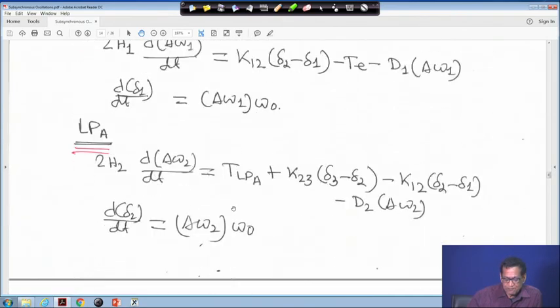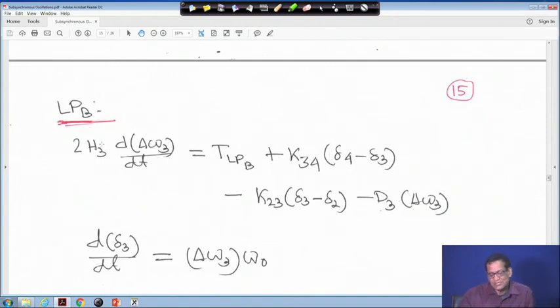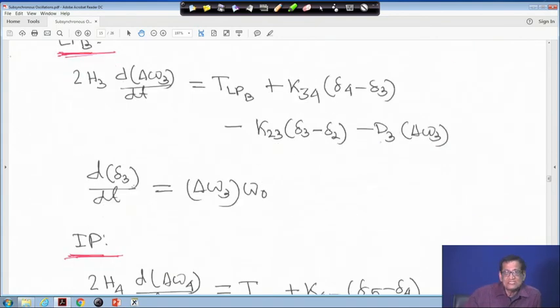Similarly, for section 3, the same way we write 2H3 d/dt of delta omega 3 is equal to, this is the input torque, T_LPB, that is section B, the low pressure turbine, plus K34 (delta 4 minus delta 3) minus K23 (delta 3 minus delta 2) minus D3 delta omega 3. This is for section 3, and d/dt of delta 3 is equal to delta omega 3 times omega 0.